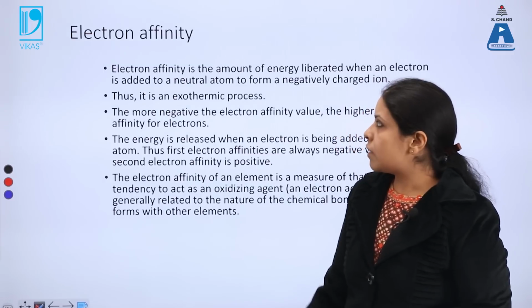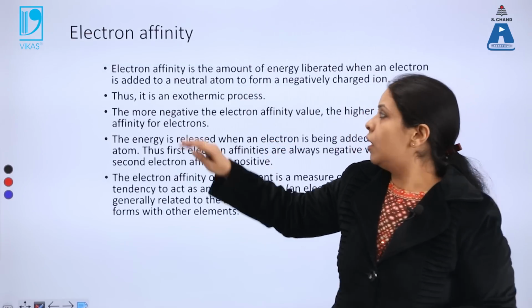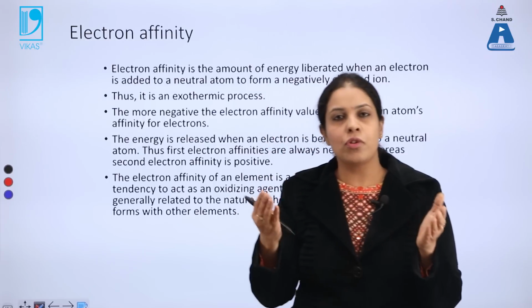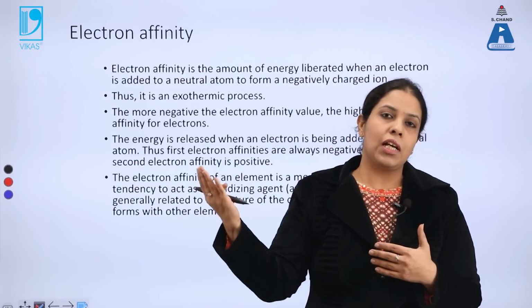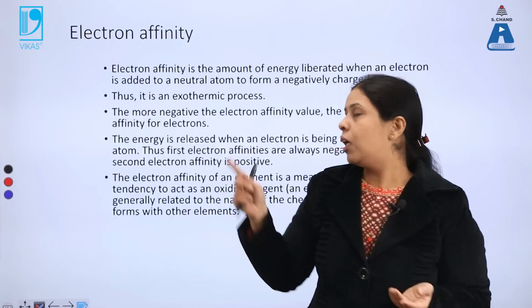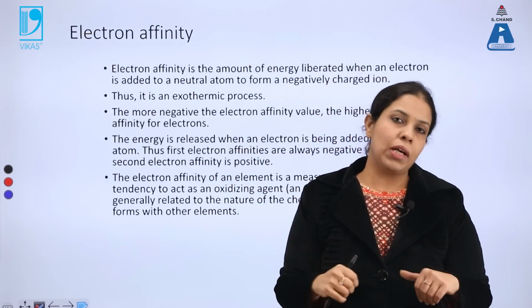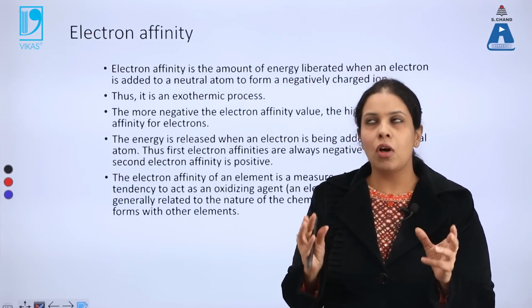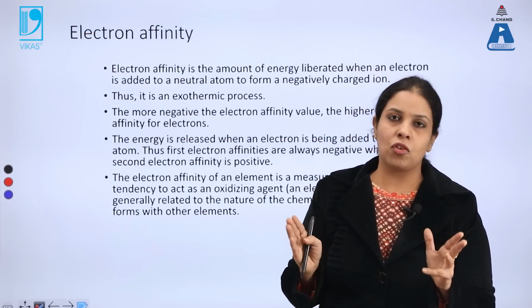So now we will be discussing the next property, electron affinity. It is the opposite of ionization energy. In ionization, what we were doing is removing the electron and providing some energy. In electron affinity, an electron is coming into the system and in that process energy is liberated. Not in all the cases, but in first electron affinity.